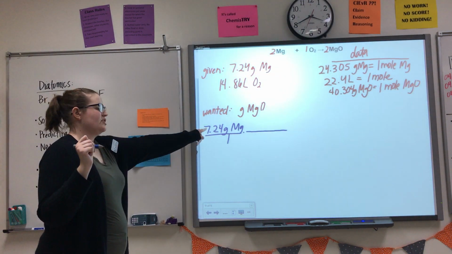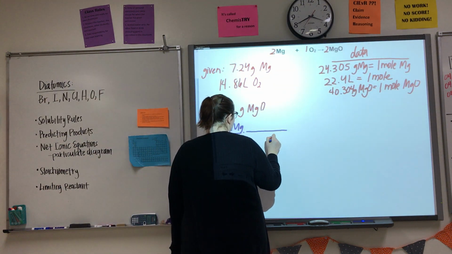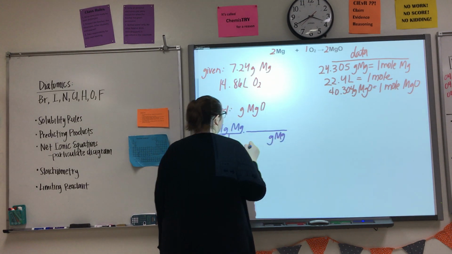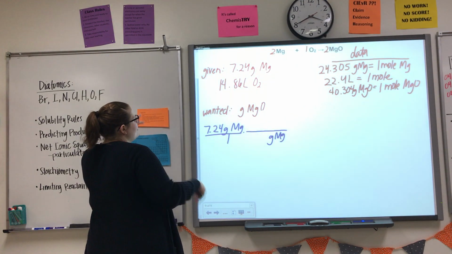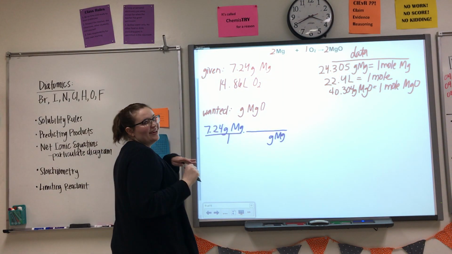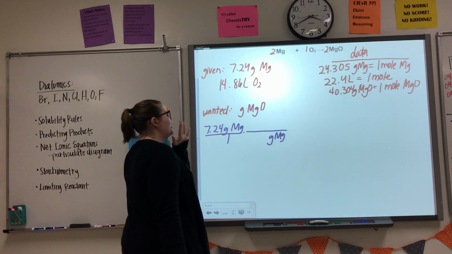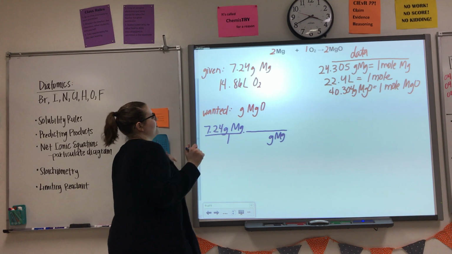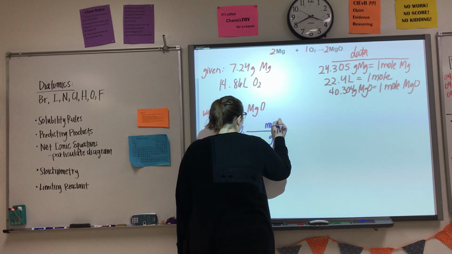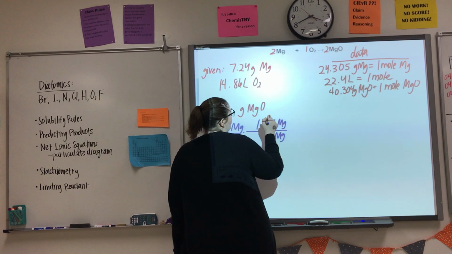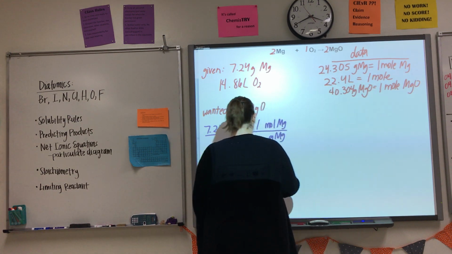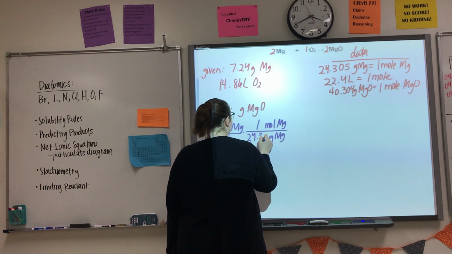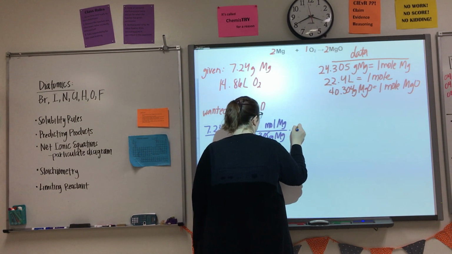All right, start with grams of magnesium here. Put grams of magnesium down here. I have grams of magnesium. I want grams of magnesium oxide. I have to go through the mole, and to do that, I have to use my molar mass to get to moles of magnesium. My molar mass tells me for every 1 mole of magnesium, I have 24.305 grams of magnesium.